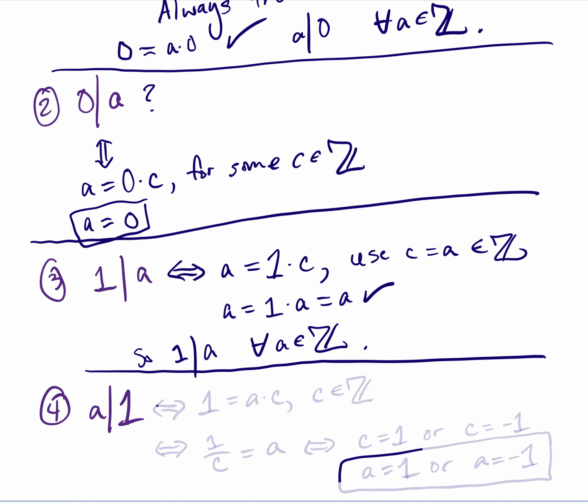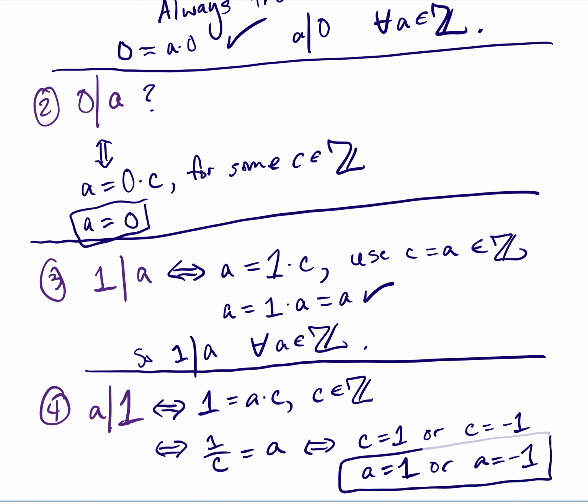So finally, a divides 1 if and only if 1 is equal to a times c for some integer c. And this is true if and only if 1 over c is equal to a. And again, a is an integer, c is an integer. So this can only be the case if c is equal to 1 or c is equal to -1. And in this case, then a equals 1 or a equals -1. So these are the only values of a for which a divides 1.